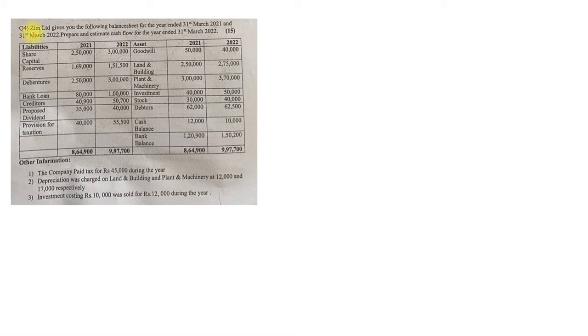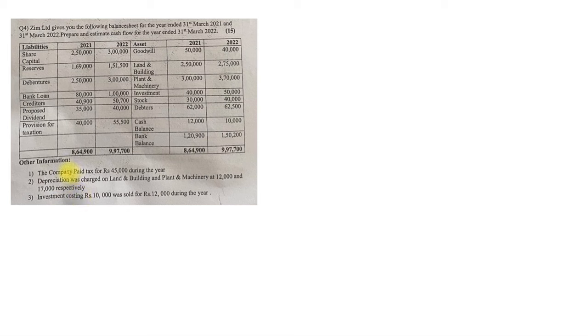The question is given as: Zim Limited gives you the following balance sheet for the year ending 31st March 21 and 22. Prepare the estimated cash flow for the year 31st March 22. They are giving you liabilities and assets for 21 and 22, like opening and closing. Other information is given: company paid tax, depreciation was charged, and investment. Now remember, whenever you get cash flow sums, the very first step is, whatever adjustments are given, prepare a ledger account of all those adjustments.